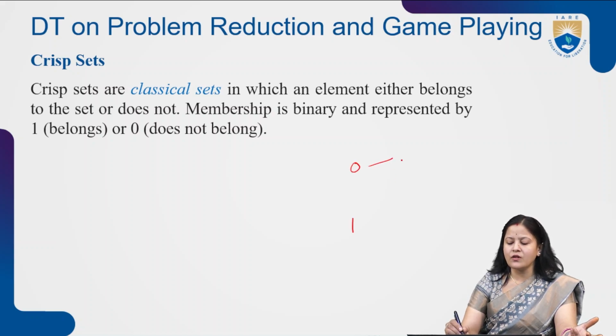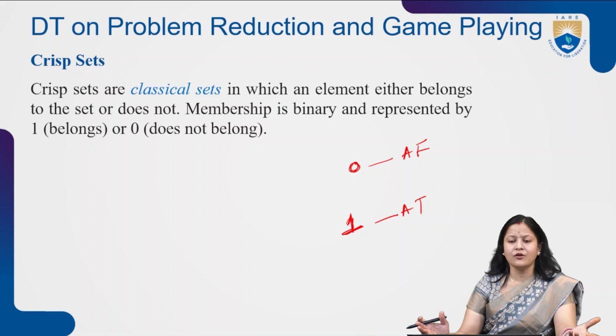This is absolute false, and this is absolute true. If it is absolute false, then it is represented as 0. If it is absolute true, it is represented as 1. So these two values are used in the case of the crisp set. I like mango. I do not like mango. If the sentence is true, we can represent it with 1. If the sentence is false, we can represent it with 0. So that is called the crisp set. That is the normal set or normal logical theory which we use in our binary logic also.